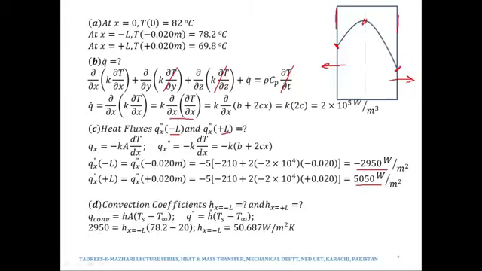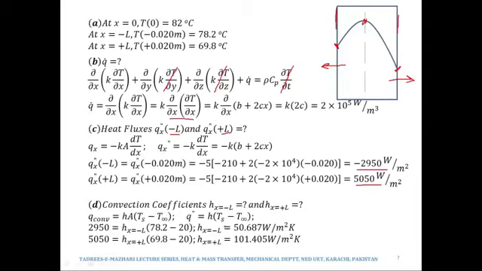So if we first put the first heat flux at this phase, which is at minus 20 millimeters, the value of which is 2950 watts per square meter, Ts is 78.2 and T infinity is 20, we get h at x equal to minus L, or at x equal to minus 20 millimeters, as 50.6 watts per meter square Kelvin. The units of convective heat transfer coefficient are watts per meter square Kelvin. And for the second case, for the other phase, we get the convective heat transfer coefficient as 101.4 watts per square meter Kelvin. So these are the first four parts that we have solved.